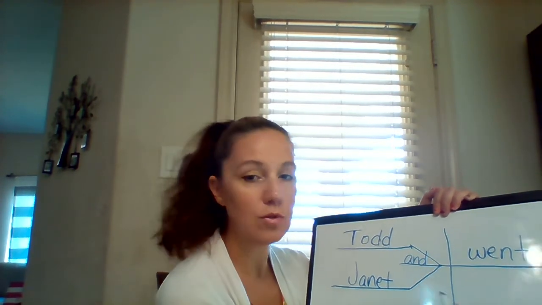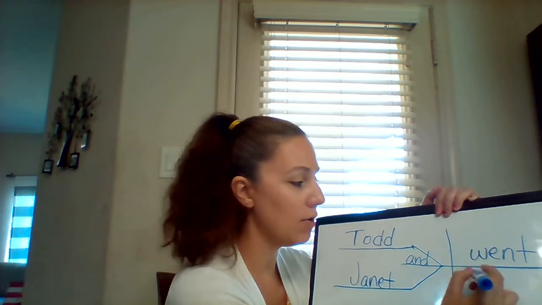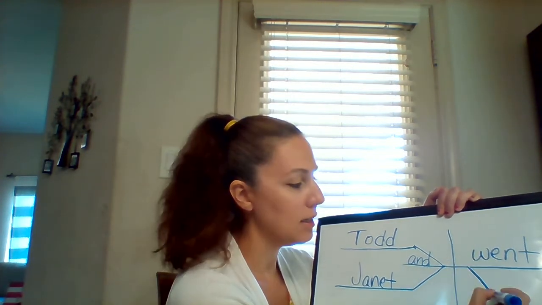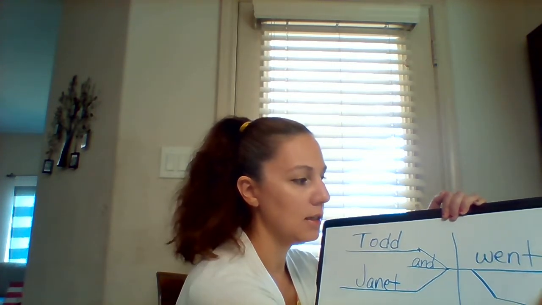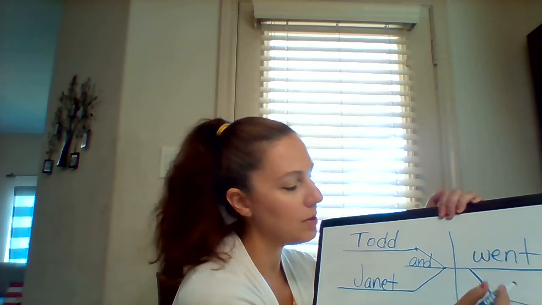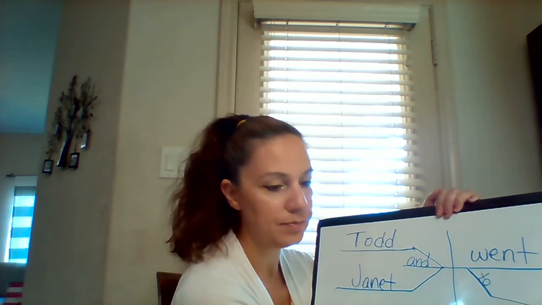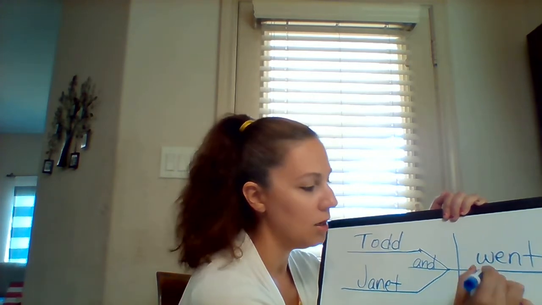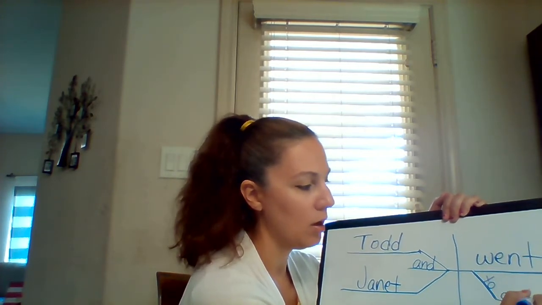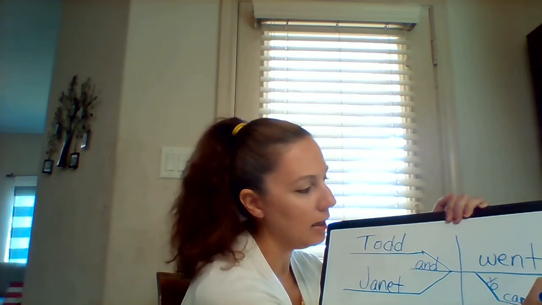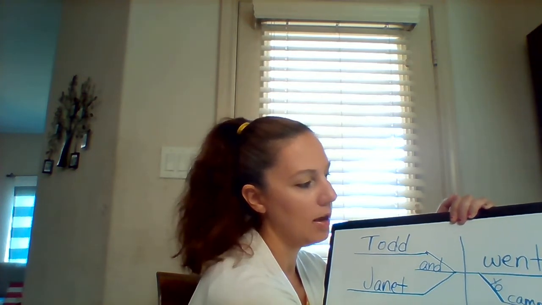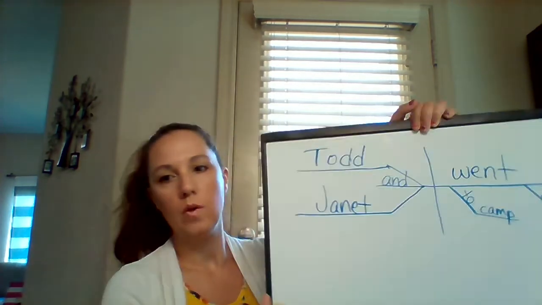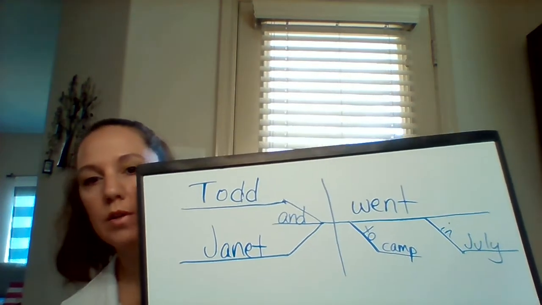Okay, for prepositional phrases, when you're writing out the diagram, you do a little slanty line like this, a little slanty line like this, and your preposition goes on the slanty line, and then your object of the preposition goes on the straight line. So to camp would be there, and in July would be there. So that's what it would look like.